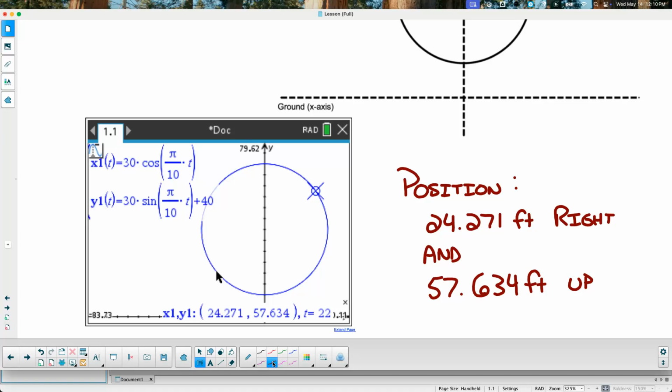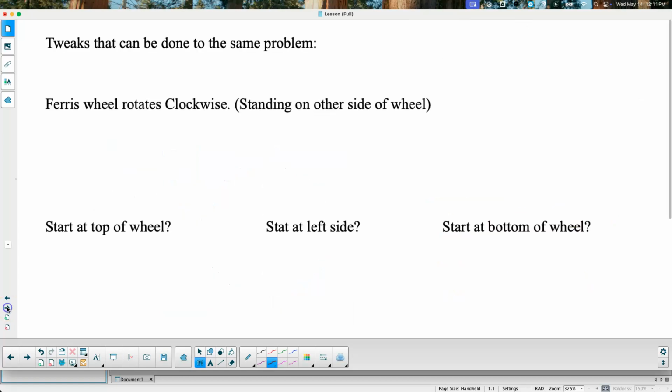We'd have to give them both separately. We couldn't give them as an ordered pair there because we want the position. We need to know what it's relative to. Questions, comments, concerns, clarifications? Okay. Some tweaks that can happen then.